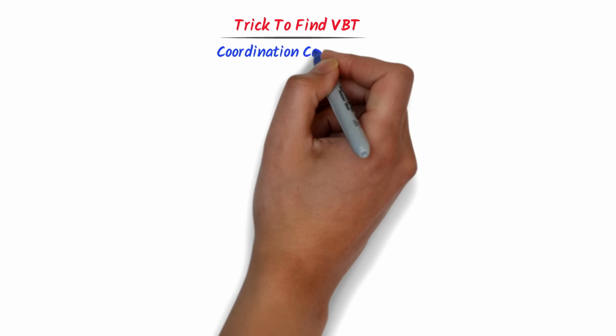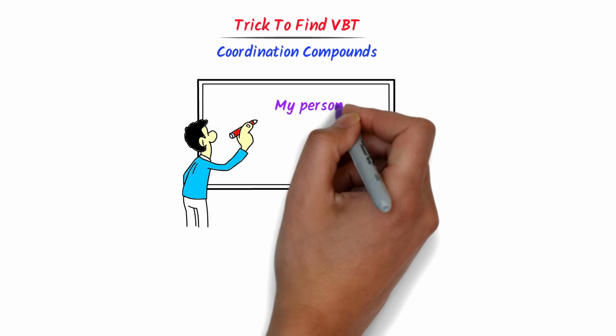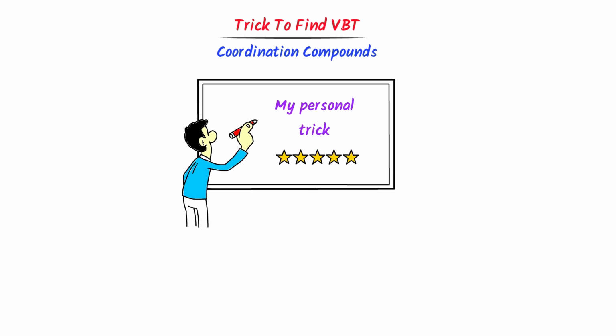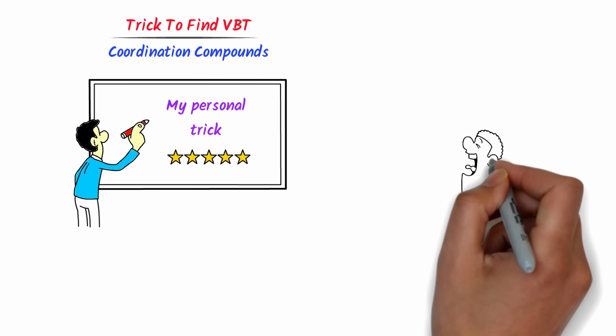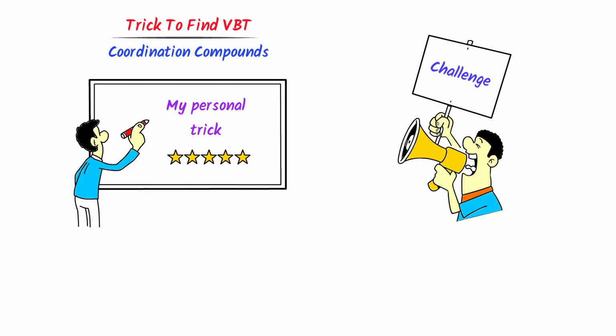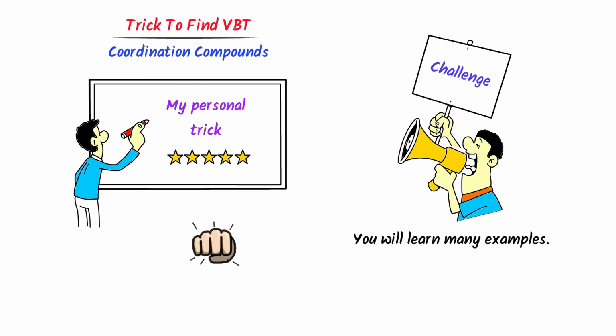Trick to find valence bond theory in the chapter of coordination compounds. In this lecture, I will teach you my personal trick to find valence bond theory easily. Personally, I call it the police trick, which you will enjoy learning. I challenge you that you will not find this trick anywhere. I will teach you many examples which will help you a lot. So watch this lecture till the end and you will learn something awesome.